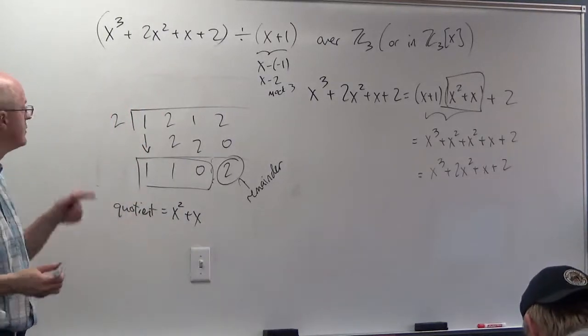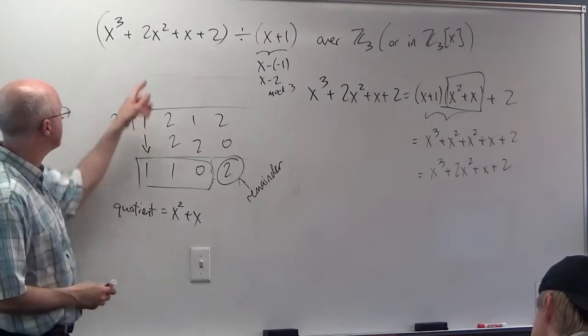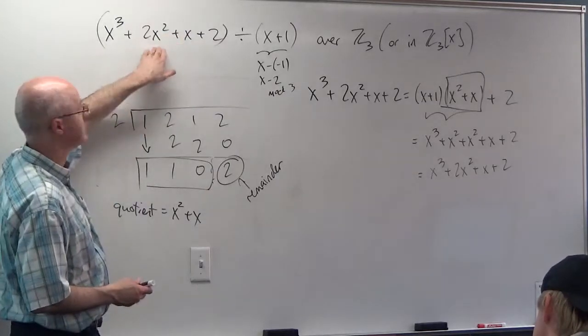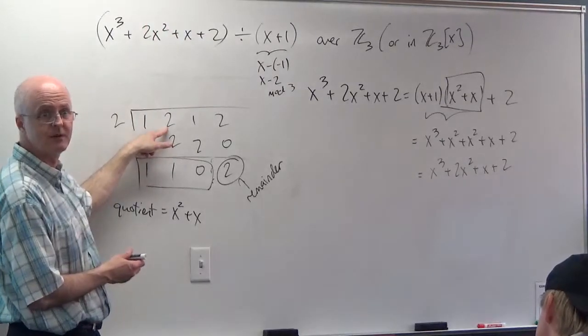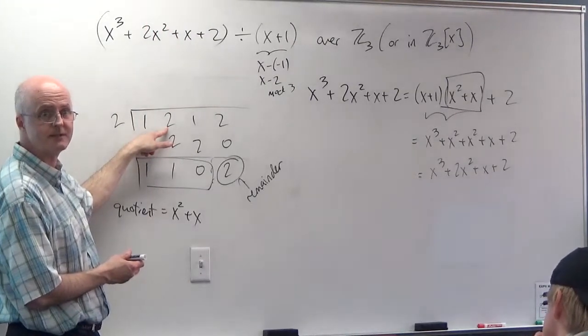Those coefficients. You do need to make sure you put zeros if there's a term that's missing. If we didn't have an x squared up here, if we didn't have that term, we'd have to put a 0 there. So make sure you pay attention to those kinds of things.